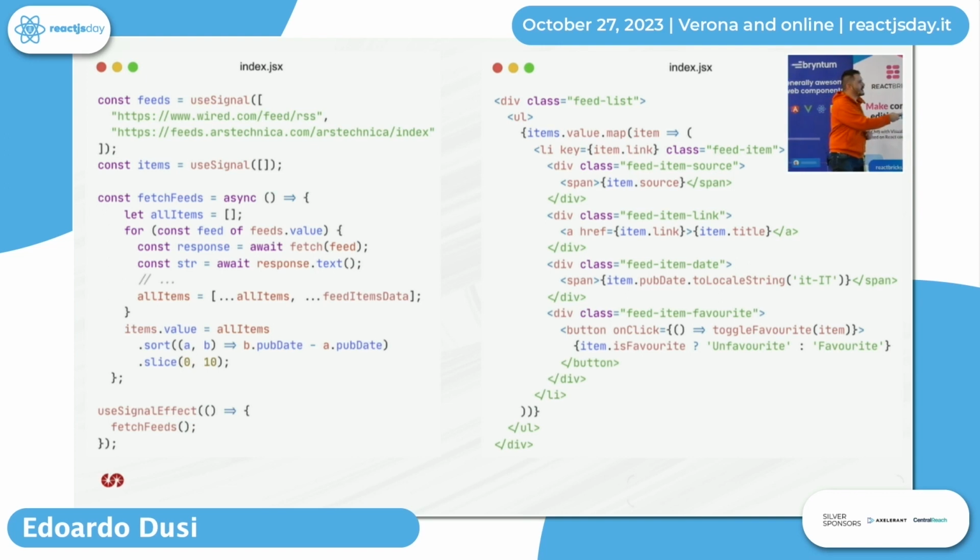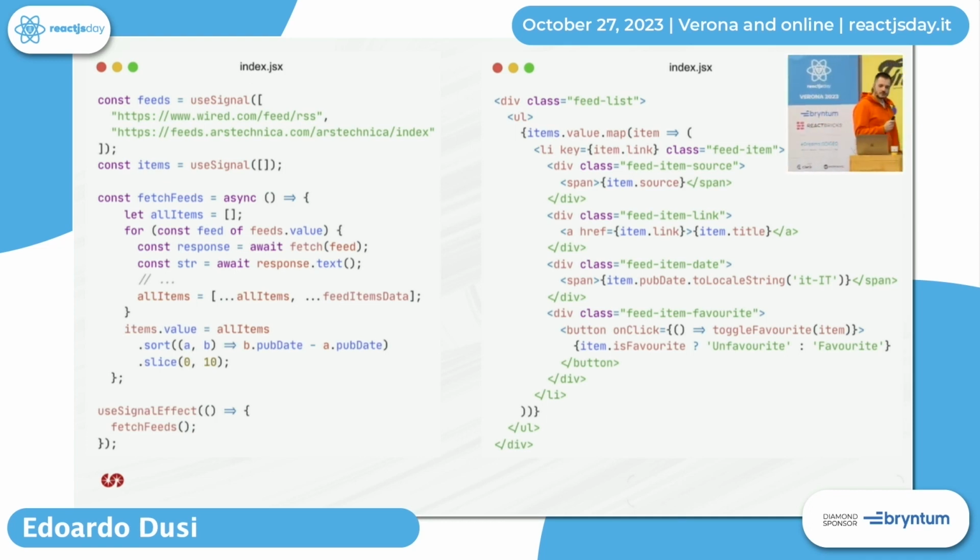And that's the same for fetchFeeds. I don't need to memoize this function or use useCallback or whatever. I just define the function as an async function, and I'm sure it will not get called again on other re-renders, because the component will not get re-rendered. So I just write plain JavaScript and set my signal's value.